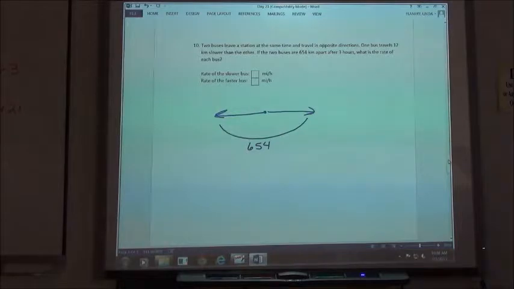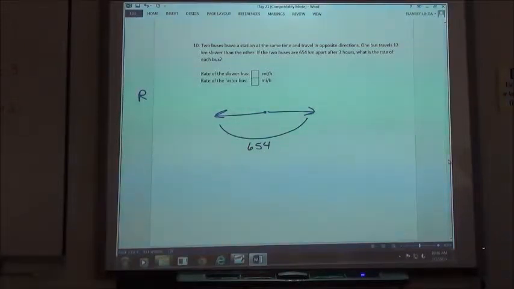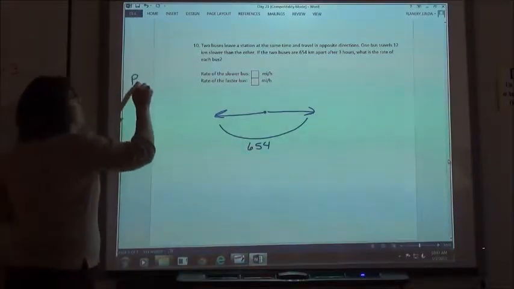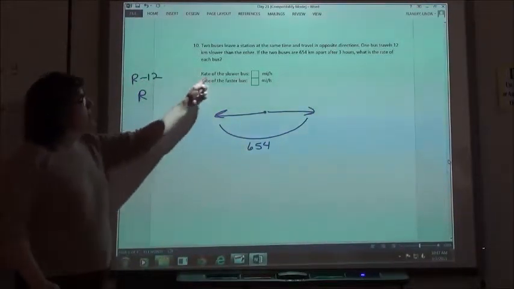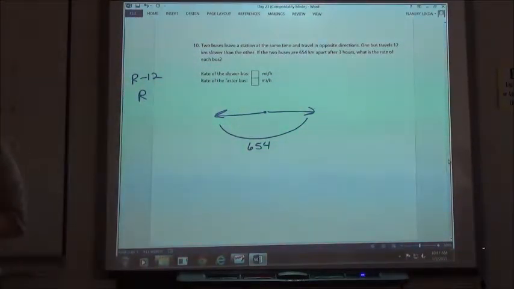We want to write something to represent their rates. One of them we're just going to call R, and the other one would be what? R minus 12, because it's going 12 kilometers per hour slower, right? Obviously, the slower one is the one with the subtraction, and so the faster one is going to be your plain R.